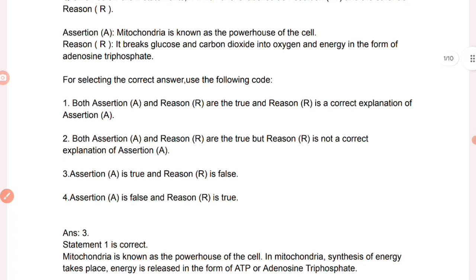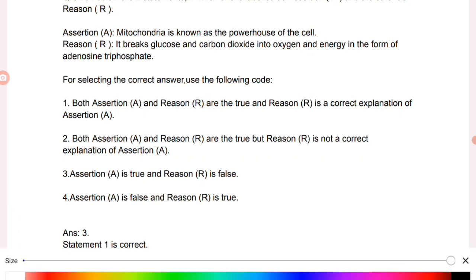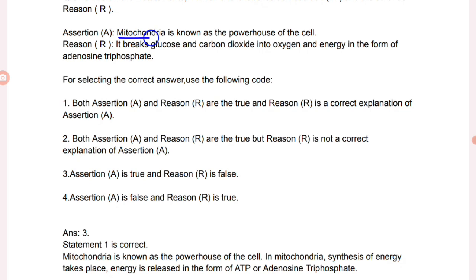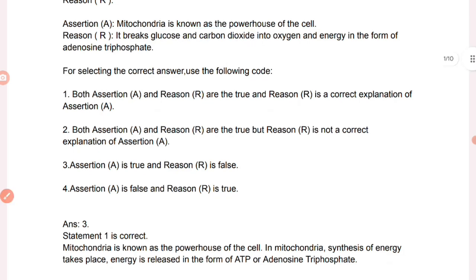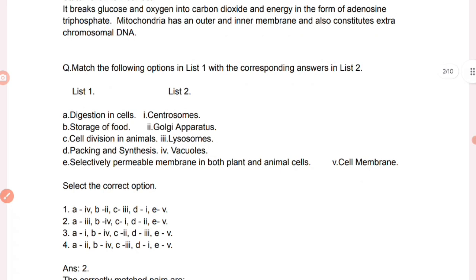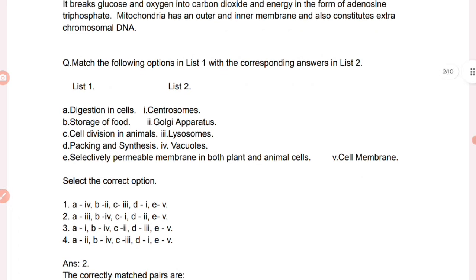So the second question is assertion and reason based. So the first statement is mitochondria is known as the powerhouse of the cell. So this is correct. Okay. It breaks down glucose and carbon dioxide. So this is wrong. It does not break down carbon dioxide. It breaks down oxygen. Okay. So it breaks down glucose and oxygen into carbon dioxide and energy in the form of ATP, that is adenosine triphosphate.